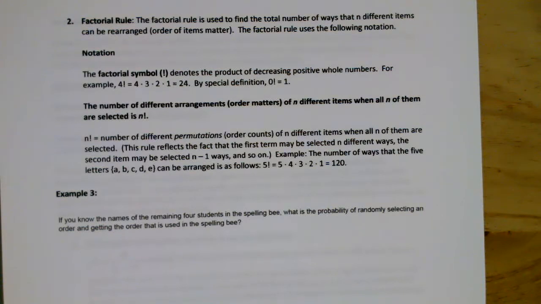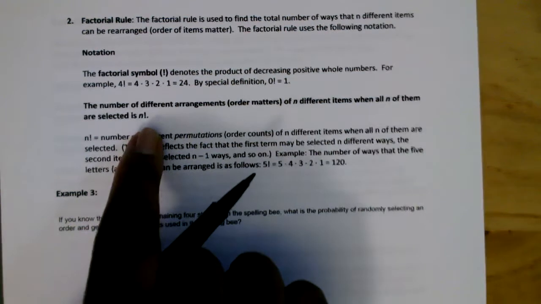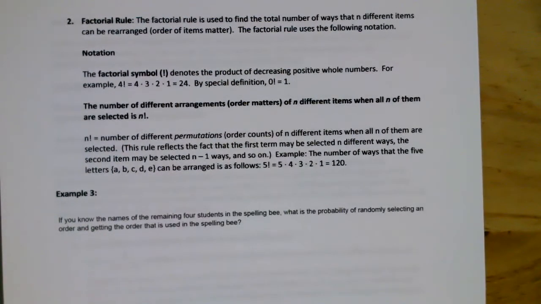Okay. And the number of different arrangements of n different items when all n of them are selected is n factorial. And again, order does matter.